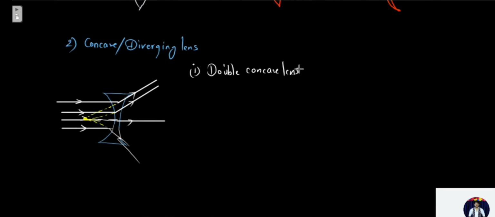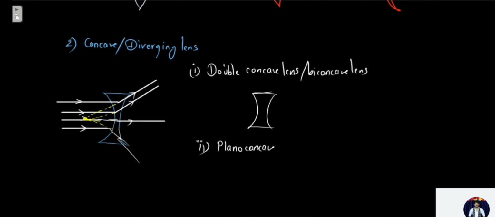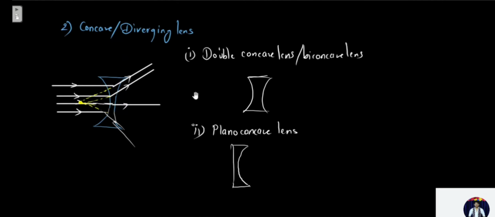Okay, which is also called biconcave. The one which I had just now drawn is your double concave lens or biconcave lens. The second type is plano concave. Plano concave, so one surface is going to be plane, and one is going to be a concave surface. And the third one is convexo concave.